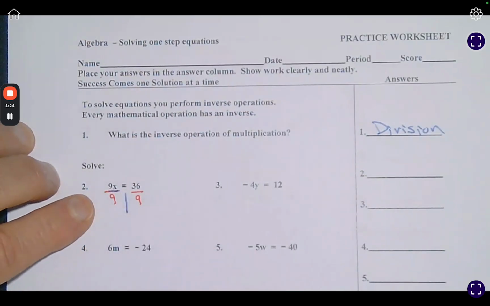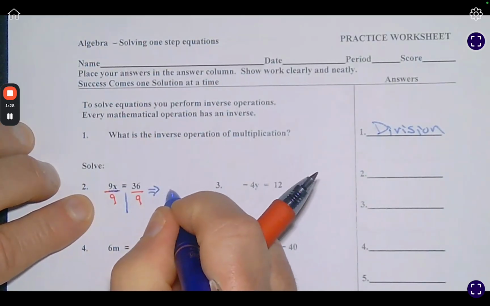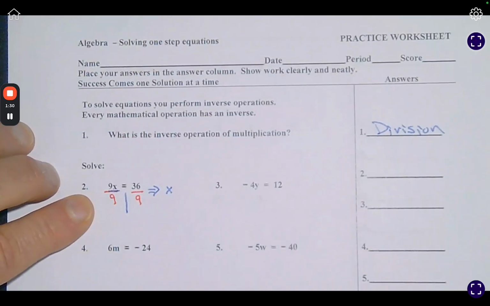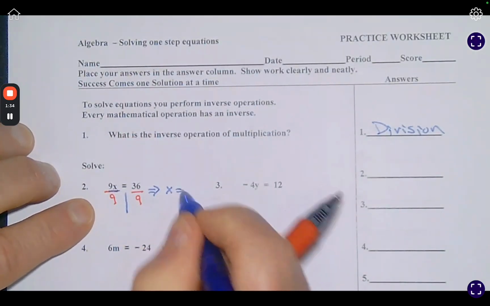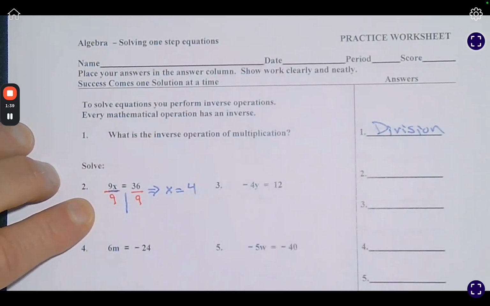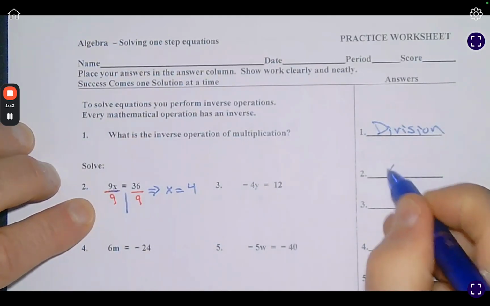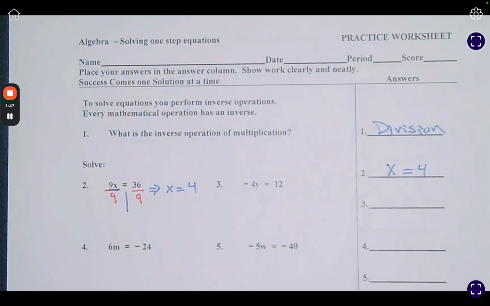Now, what is 9 divided by 9? Well, 9 divided by 9 is 1. And that's 1x. And that's my goal, to get 1x by itself. And then 36 divided by 9 is 4. As soon as I get 1x by itself, the other number is the solution. We're done. We just solved that one-step equation. It's called one step because it only took one step to solve it.